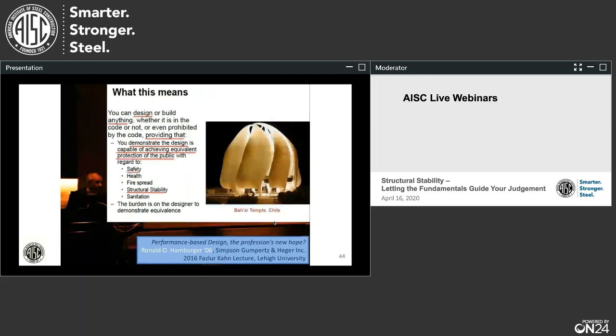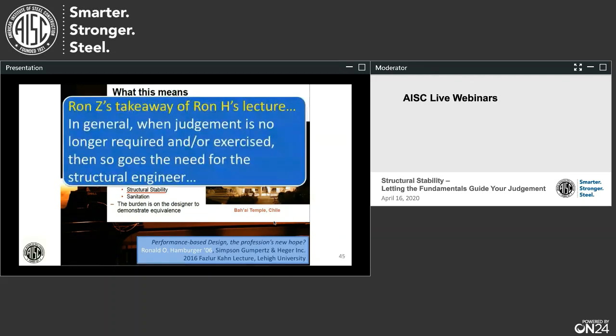Ron went on and talked about performance-based design as a great opportunity for designing structures like this temple. And it was just fascinating. But for me, the takeaway was, performance-based design, that sounds cool. But the real takeaway for me was, once judgment is no longer required or needs to be exercised, then we have no need for the structural engineer. Then we can be replaced as a profession. So embrace that judgment. Don't let the computer dominate your mind. Right? You're the one running the ship here when it comes to your designs. Use your judgment, embrace it, and continue to fine-tune it.